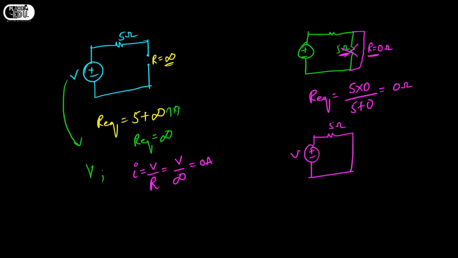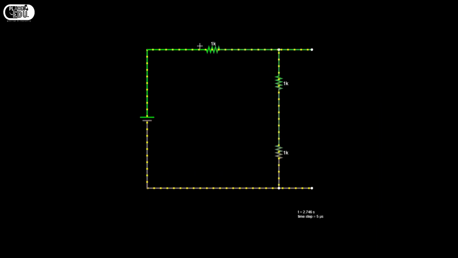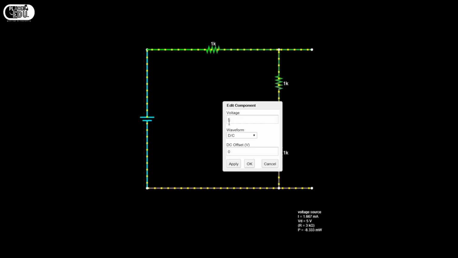So whatever the current is flowing through the 5 ohms will not flow now. This is short circuit. So I'm going to show you the simulation of this also. I have current flowing through this circuit. Current is flowing through this circuit, that is 1.667 milliamperes, and the voltage source is 5 volts.